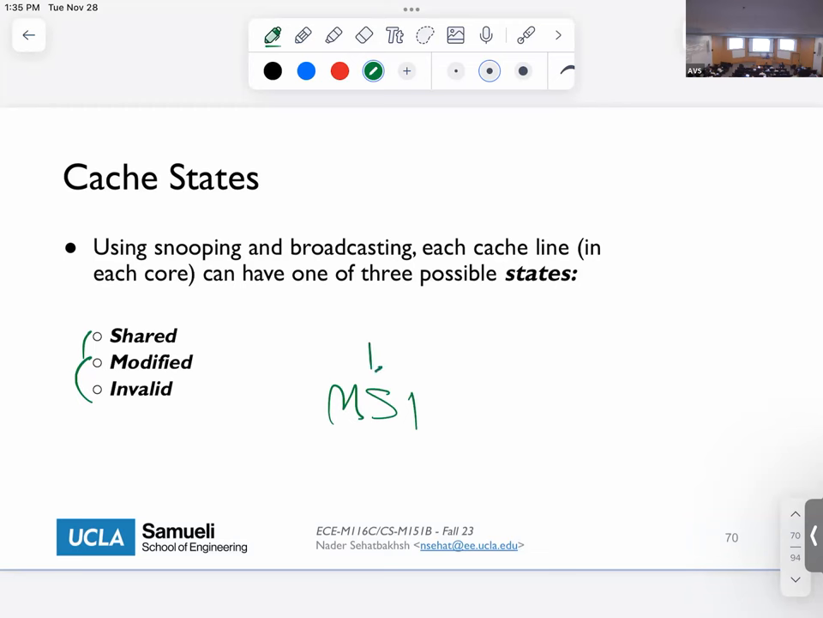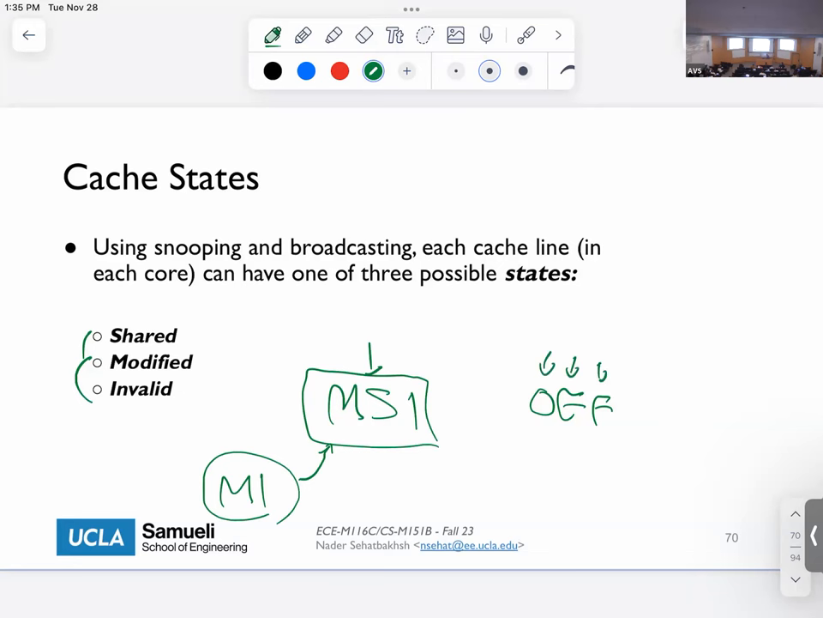What I'm adding here is another S. And as I said, later on I'm going to add an O, an E, and an F to this as well. So I'm going to have a full-on six-letter coherence protocol, but this basic MSI one is what most of the systems require. You only need MI for your cache coherency to work, but this is very inefficient. So you need an MSI for your efficient cache to work. These other O, E, and F that I'm going to describe later are just optional things that some caches have and some caches don't.